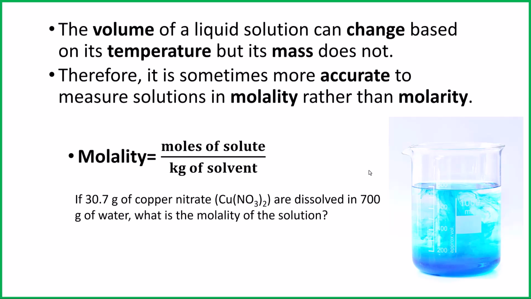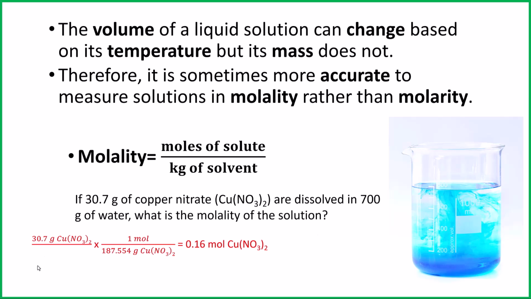So, example here, if 30.7 grams of copper nitrate are dissolved in 700 grams of water, what is the molality of the solution? So our first step is to convert our grams of copper nitrate into moles, since that's our solute. And then we're going to divide by kilograms of solvent, which is our water. And so we're going to convert our 700 into kilograms.